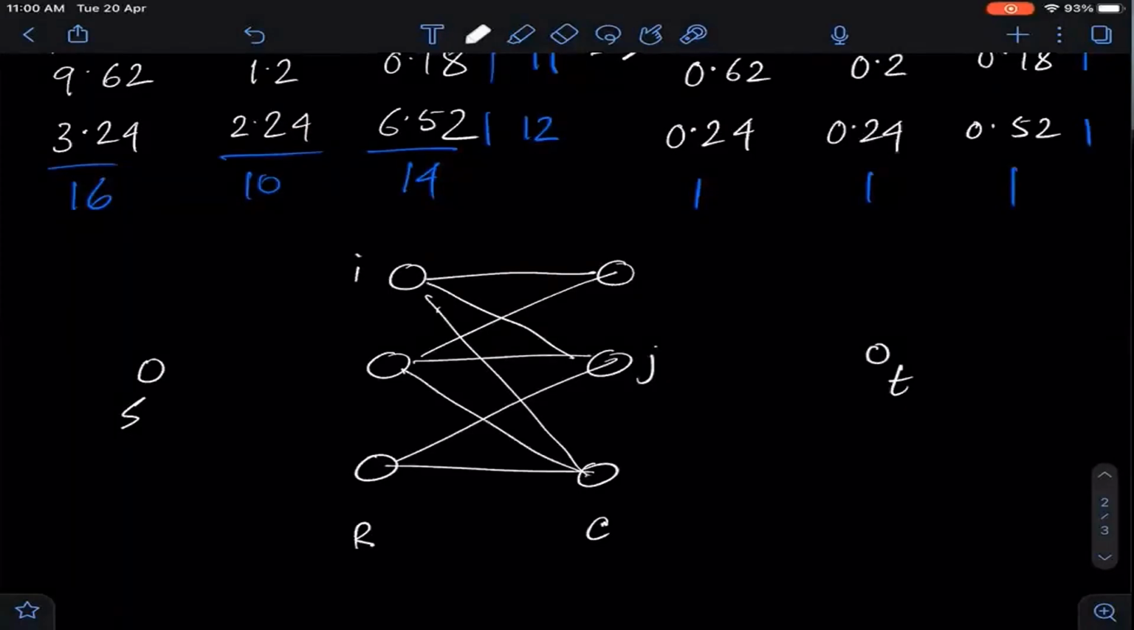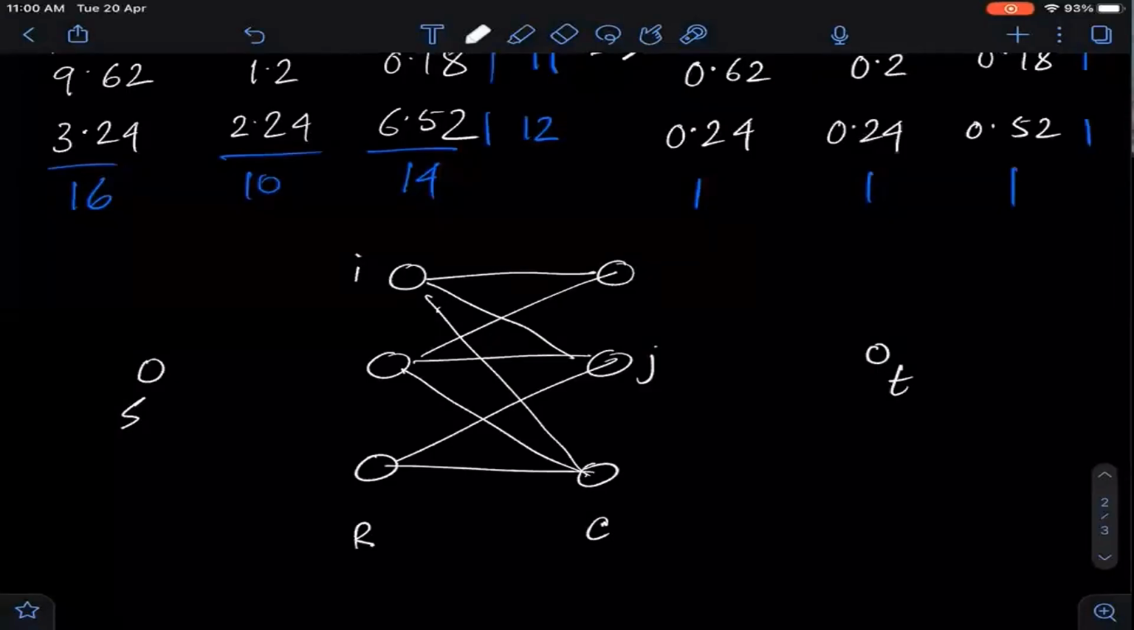Okay, so I'm not drawing all the edges, but you understand I want this to be a complete bipartite graph. ठीक है, तो ये तो हो गया. Now how do I represent this row sum column sum business? That is something I want to preserve, right?